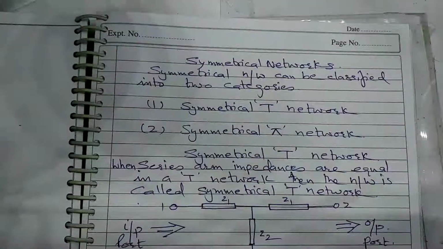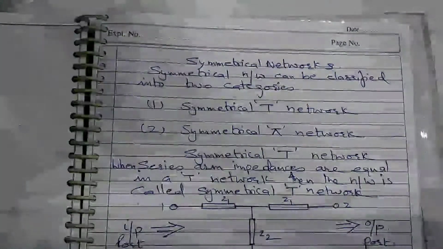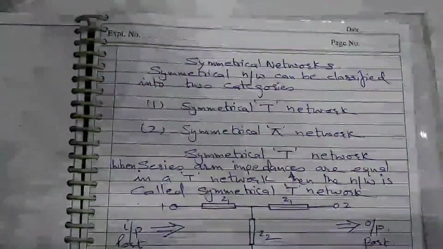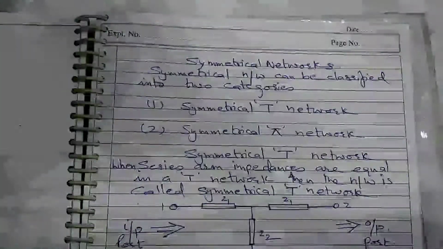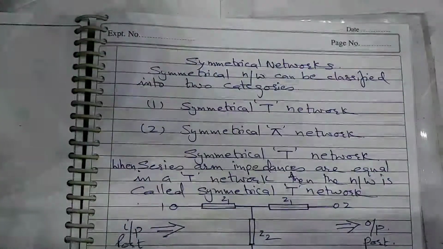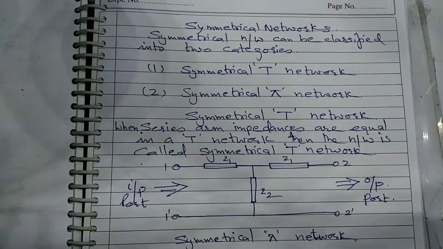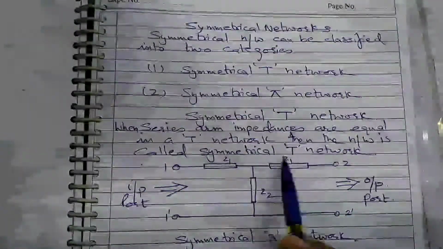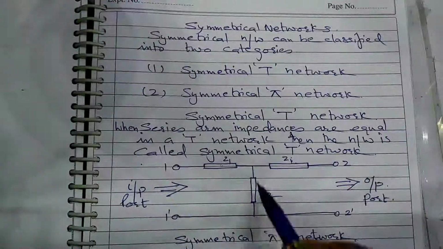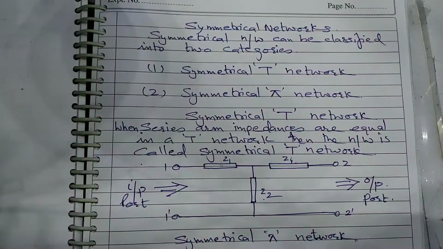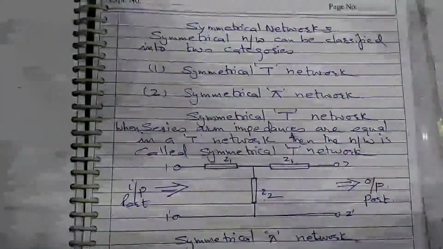We start with symmetrical networks. Symmetrical networks can be classified into two categories: symmetrical T network and symmetrical pi network. Symmetrical T network: when series arm impedances are equal in a T network, then the network is called symmetrical T network. Here we can see that two impedances in series are equal, Z1, Z1, and the shunt arm is Z2. Therefore, this network is called symmetrical T network.